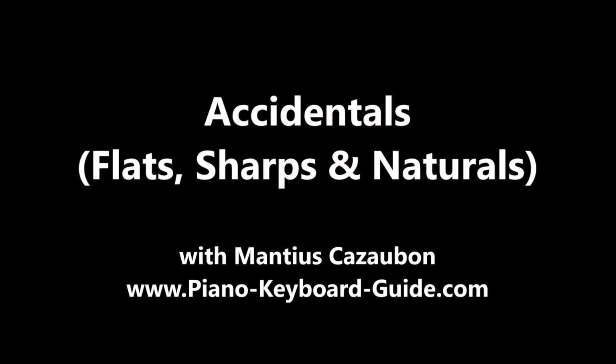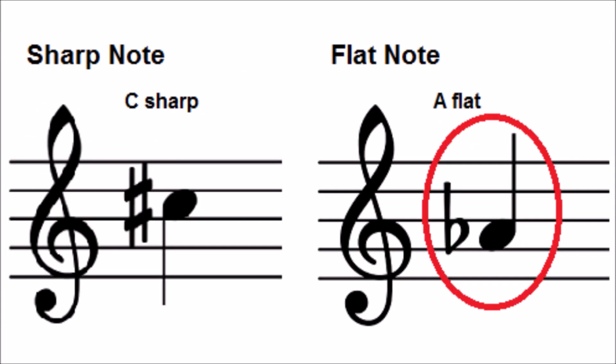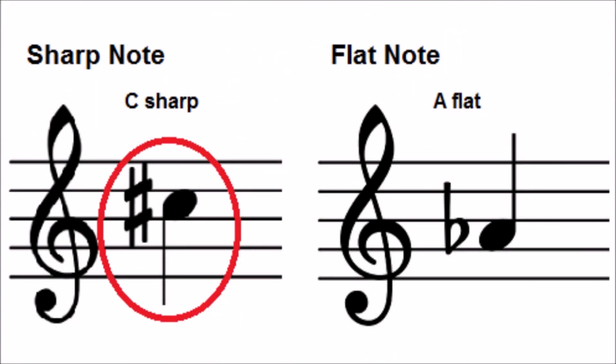Accidentals: flats, sharps, and naturals. A flat lowers a note by a semitone. The flat sign is often written like this, a small b. Therefore, if you come across this, you say B flat. A sharp raises a note by a semitone. The sharp sign is often written like this. It looks like a hashtag. So if you come across this, you say F sharp.